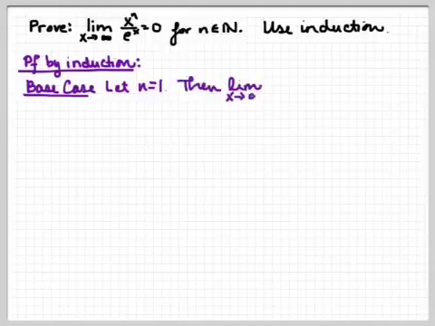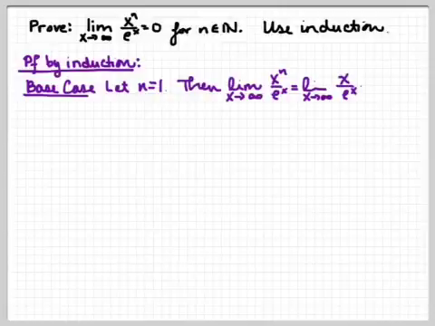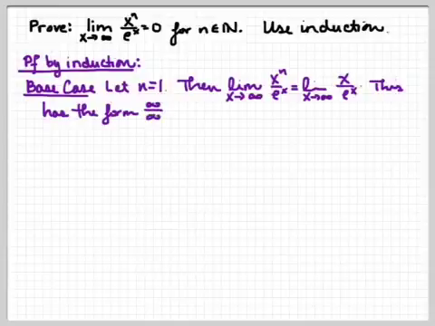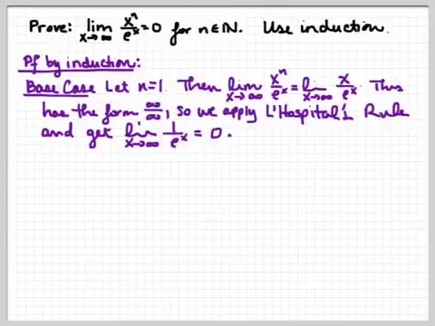Okay. Now when n equals 1, the limit that we're looking at, x to the n over e to the x, becomes the limit as x goes to infinity of x over e to the x. Hopefully you remember from calculus how to do this problem. It has the form infinity over infinity, and so we apply L'Hopital's rule and take the derivative of both the numerator and the denominator to get the limit of 1 over e to the x, which is 0. Okay, and that's what we wanted.